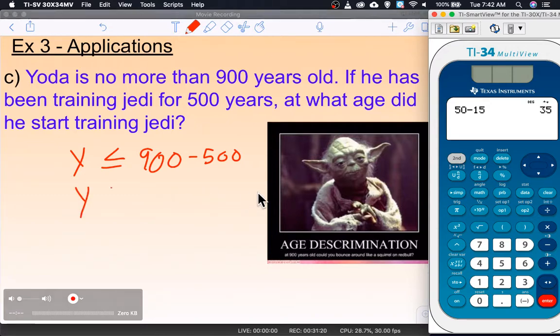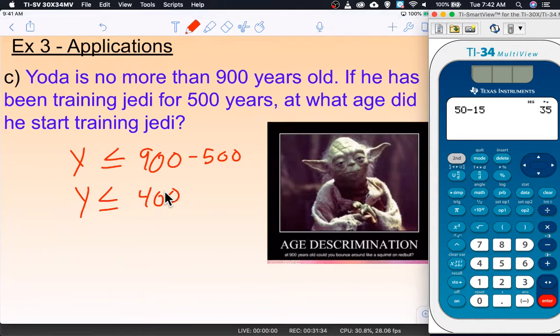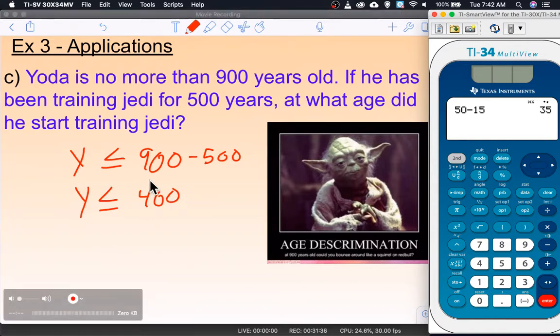Okay. And, well, 900 minus 500 is 400. So he started training Jedi sometime before his 400th birthday. We don't know exactly when, but sometime before his 400th birthday, he started training Jedi.